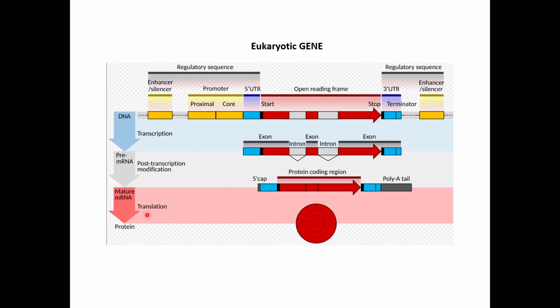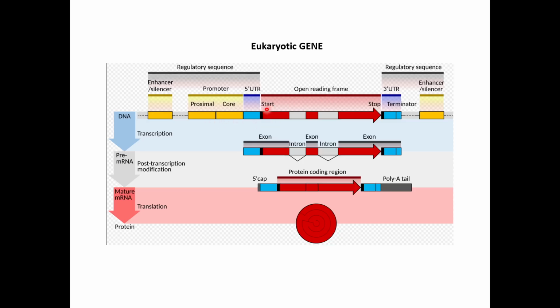So here you can see a picture showing all the regions of a eukaryotic gene. You have a promoter region, and not only the elements which I spoke about, you have proximal core regions, then you have UTR sequences. You can also have enhancers and silencers, which might enhance the transcription or help in silencing the gene. So this entire sequence is called the regulatory sequence along with the enhancer and silencer. Only this region is the promoter region. Then we have our open reading frame, which is our gene.